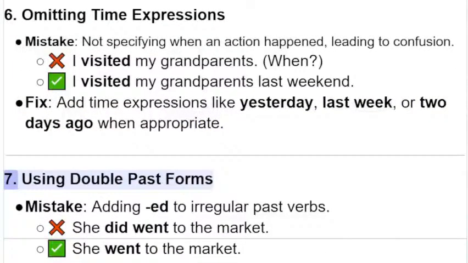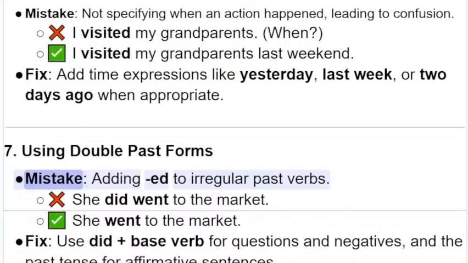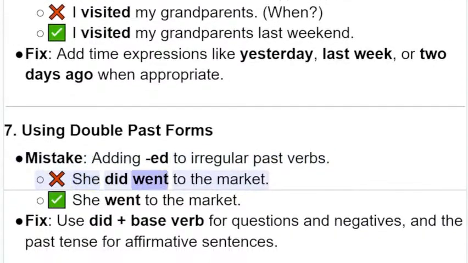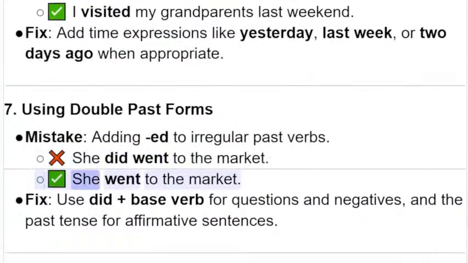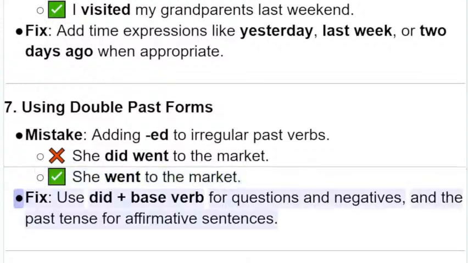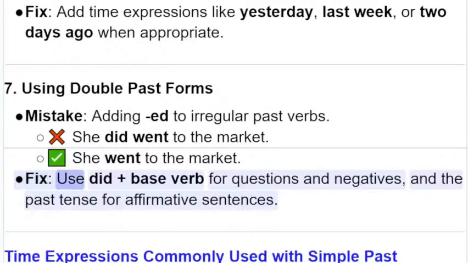7. Using double past forms. Mistake: adding did to irregular past verbs. She did went to the market. She went to the market. Fix: use did plus base verb for questions and negatives, and the past tense for affirmative sentences.